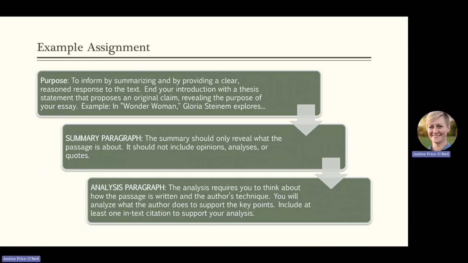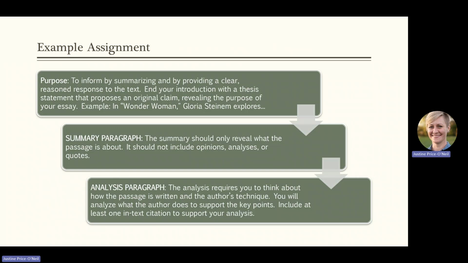Now, the summary paragraph, it says the summary should only reveal what the passage is about. It should not include opinions, analyses, or quotes. And then the analysis paragraph, on the other hand, requires you to think about how the passage is written and the author's technique. You will analyze what the author does to support the key points, and include at least one in-text citation to support your analysis.